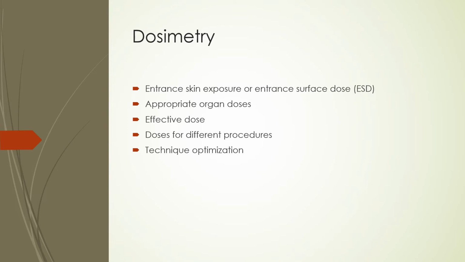Dosimetry is important for X-ray imaging because of the possibility of deterministic and stochastic effects. In radiographic imaging, the entrance skin exposure or entrance surface dose, ESD, is used for calculating organ doses. It is the dose to the skin at the point where the X-rays enter the body. Once the ESD is known, the appropriate radiation weighting factors and organ weighting factors are used to calculate the effective dose to organs beneath the surface of the skin. We shall see in the next few slides how to obtain effective doses and how to optimize techniques for image quality and dose.